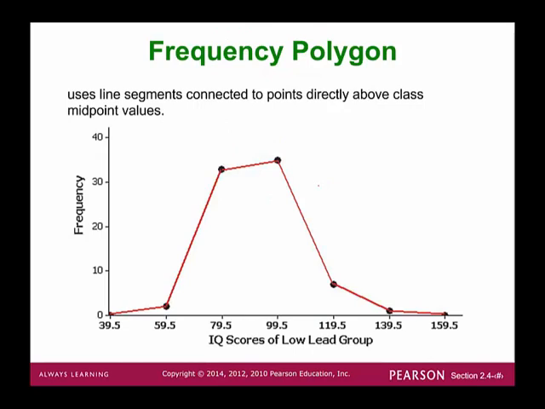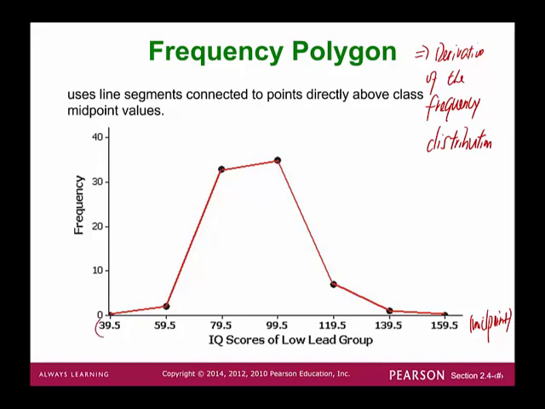And we also have the frequency polygon. In a frequency polygon, right here on the horizontal axis, we're using the midpoint. This is a derivative of the frequency distribution table. So this graph comes from the frequency distribution table. And the horizontal axis is midpoint, as I mentioned. All of these are midpoints. The vertical axis is the frequency.